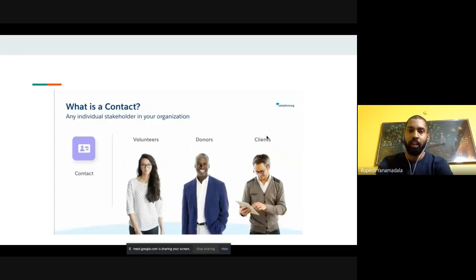Coming to the contact object, it's not just a contact in NPSP. It refers to a person who can be a volunteer for a non-profit organization, who can be a donor for a non-profit organization, or who can be an organizer, someone who organizes the campaigns for non-profit organizations for fundraising.